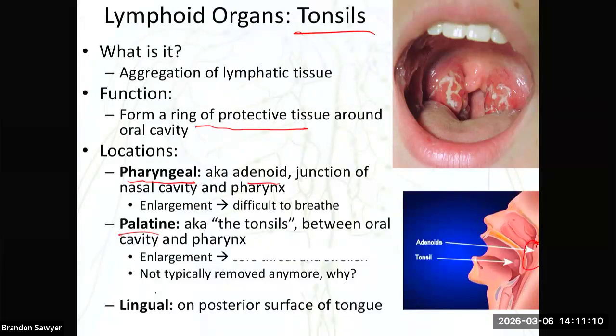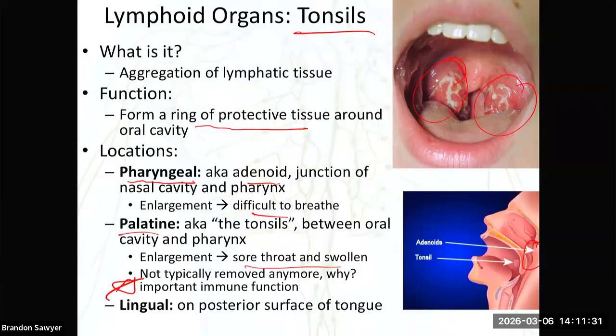Enlargement of the palatine tonsils is when we get a sore throat and it gets really swollen. That's what it looks like when you have strep throat, right? They're swollen and have a little bit of pus, that white coloring. And so they're not typically removed anymore, because they do serve an important immune function.